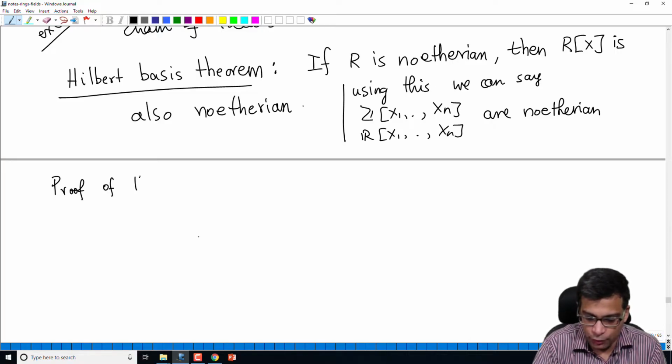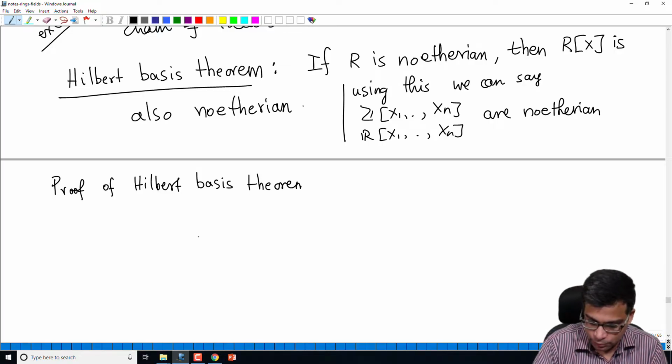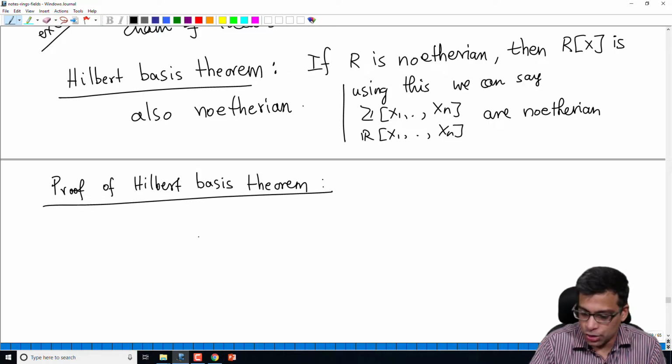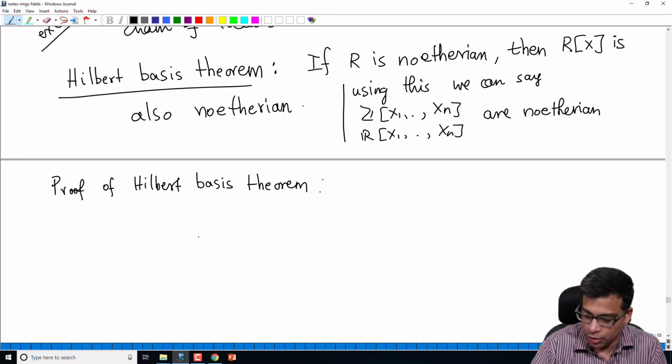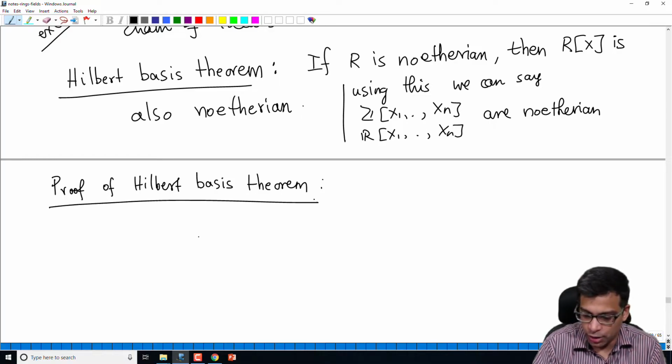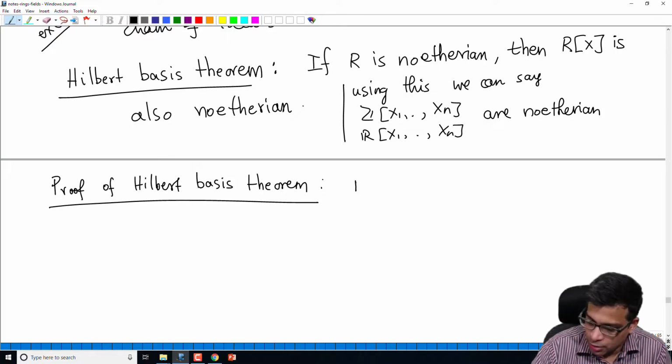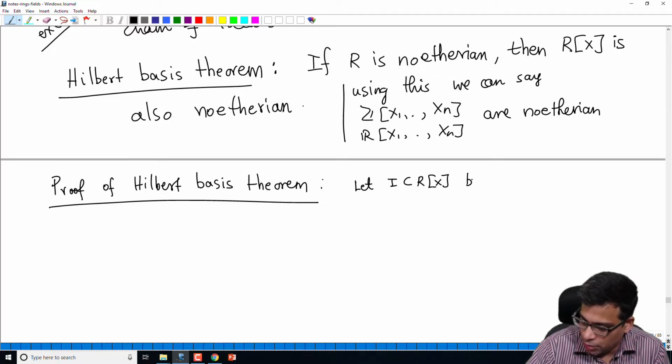So this is the proof of the Hilbert basis theorem. Today's video is dedicated to proving the Hilbert basis theorem. We are going to use the original definition of Noetherian rings, and we will show that if I is an ideal in R[x], then it is finitely generated. So let's start with that. Let I be an ideal, so an arbitrary ideal.